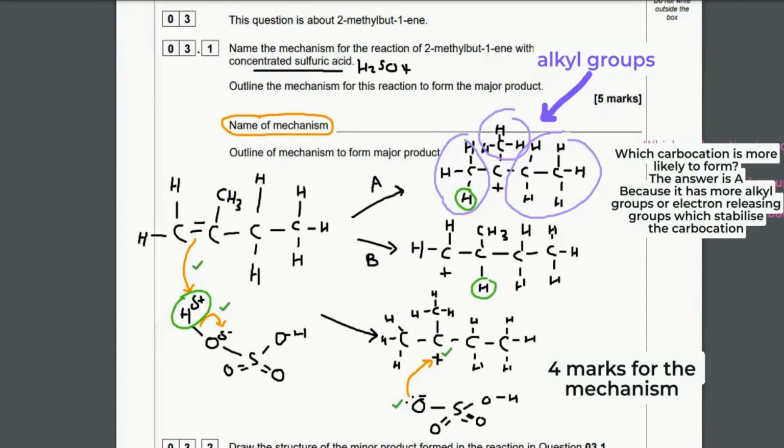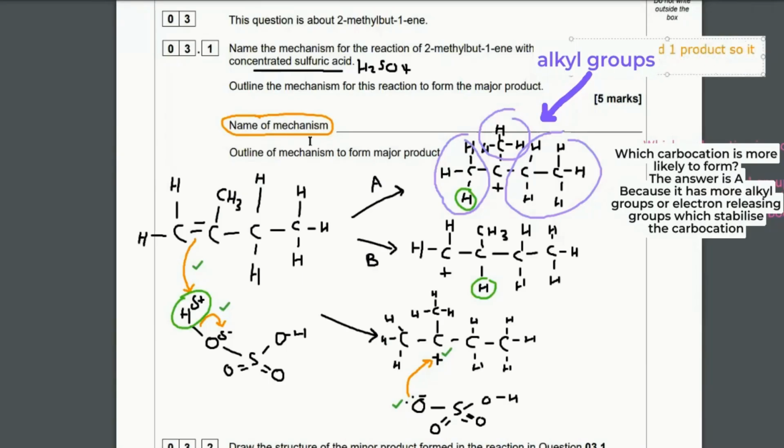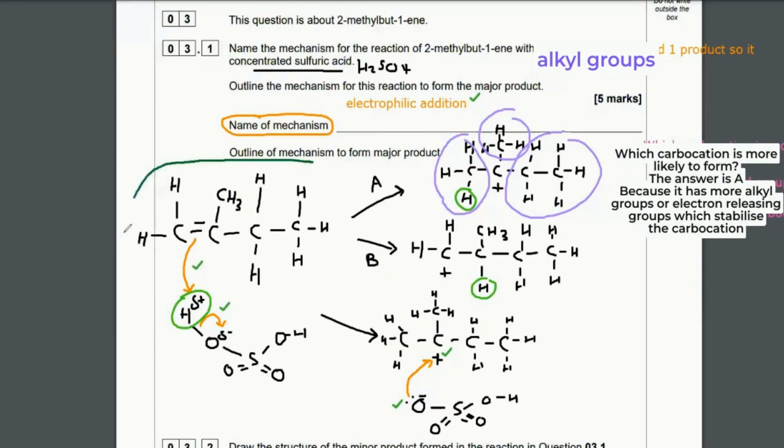Now we need to name this mechanism. If you have 2 reactants and 1 product, and we've got 2 reactants here at the start, and we're going to end up with 1 product once our hydrogen sulfate ion joins to our carbocation, it's going to be addition, and it's electrophilic addition. The reason being because the positive charge on the sulfuric acid is attracted to the electron dense region. It seeks out that electron dense region. So it's an electrophile. And so this is electrophilic addition.